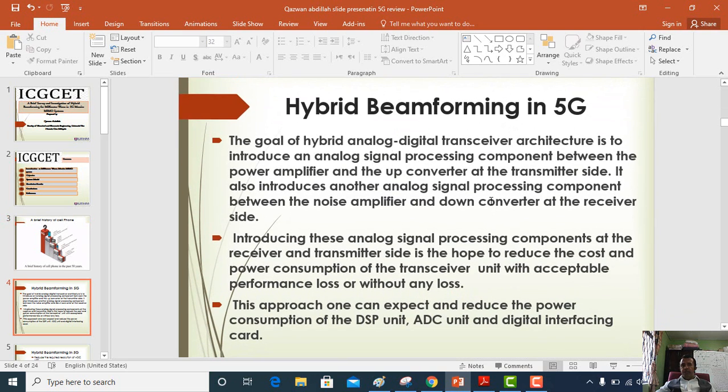Hybrid precoding in 5G. The goal of the hybrid analog digital transceiver architecture is to introduce an analog signal processing component between the power amplifier and up converter at the transmitter side. It also introduces another analog signal processing component between the low noise amplifier and down converter at the receiver side. This approach can be expected to reduce the power consumption of the digital signal processing unit, analog to digital converter, and digital interfacing card.